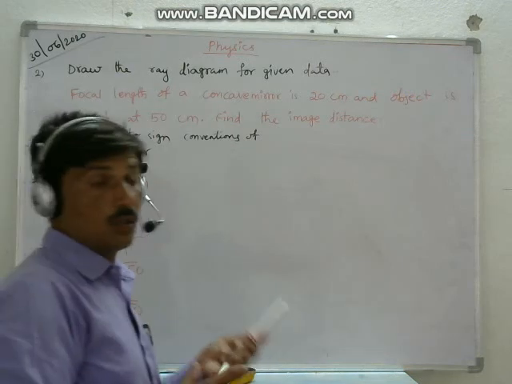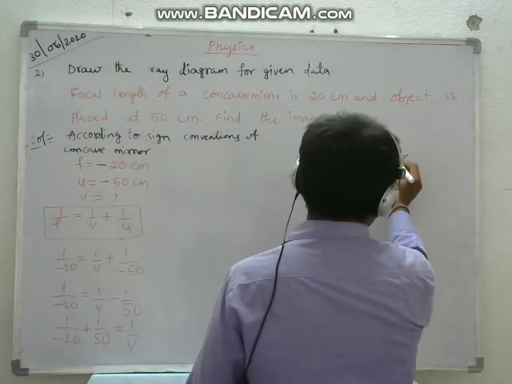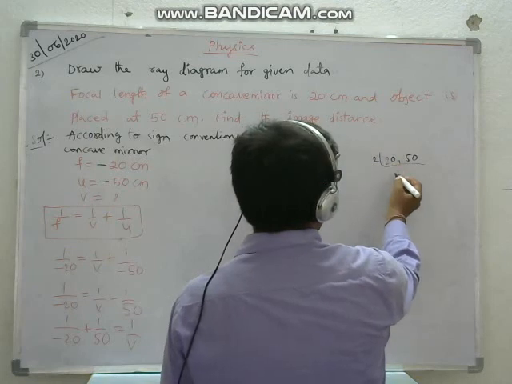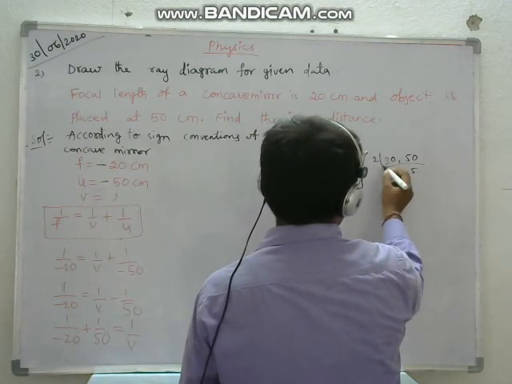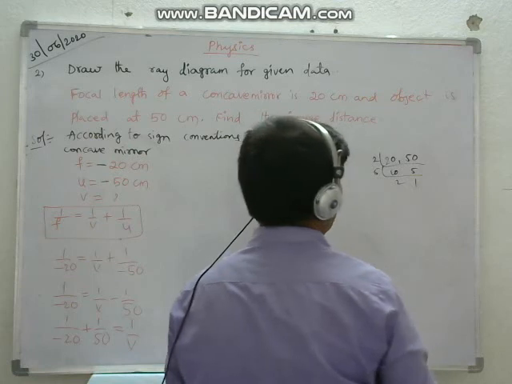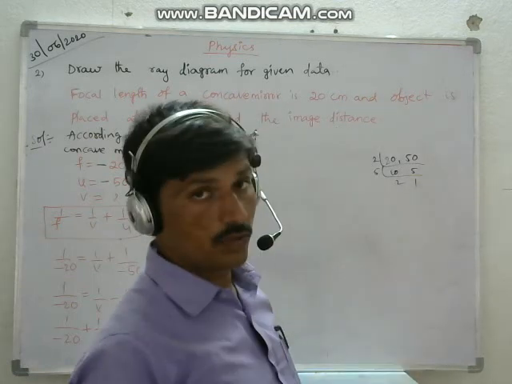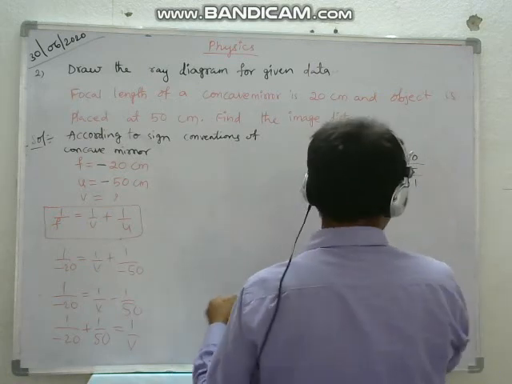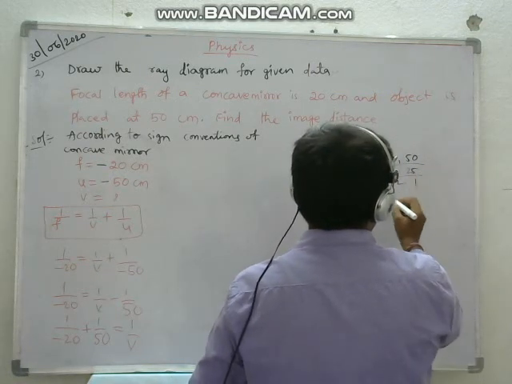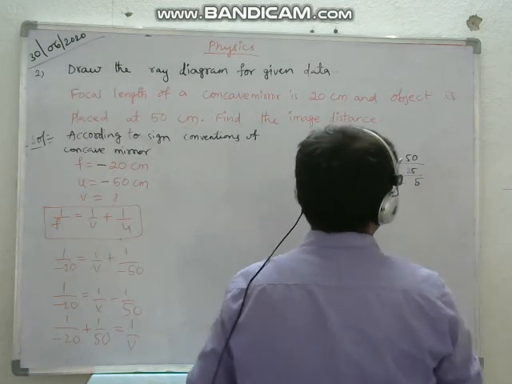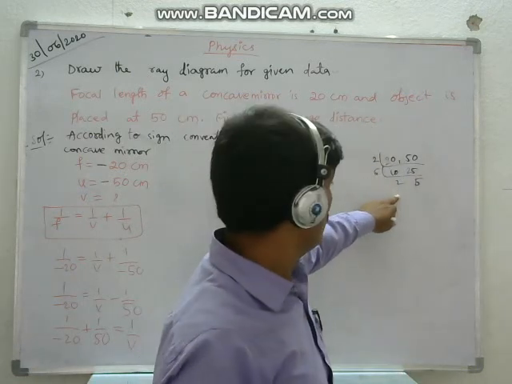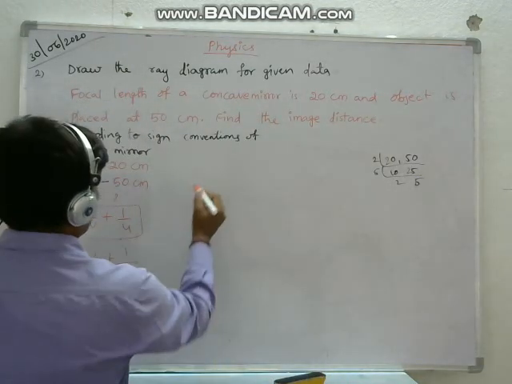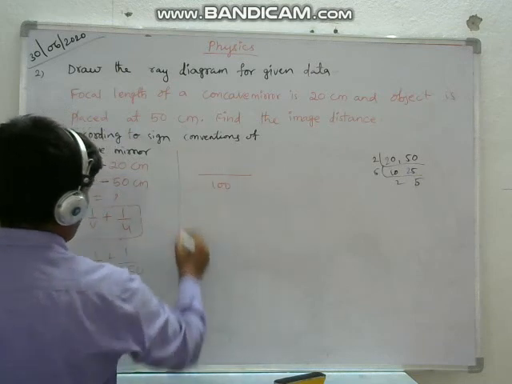Now do the LCM of 20 and 50. 2 10s are 20, 2 25s are 50, 5 2s are 10, 10 2s are 20, 25 2s are 50. We got the LCM as 100. So the LCM is 100.